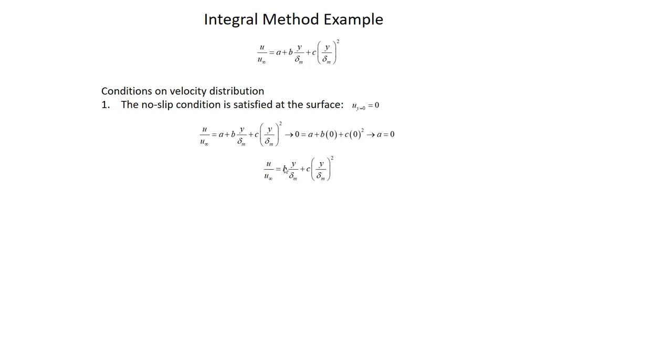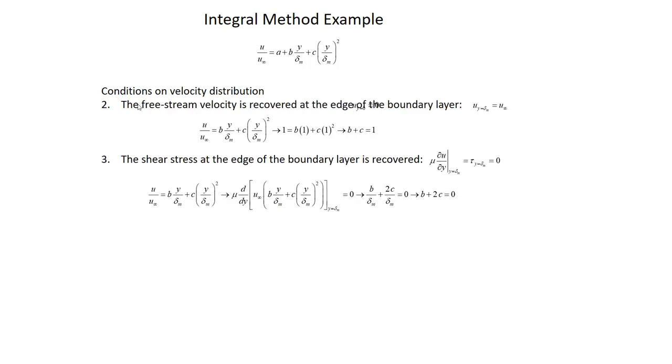So I'll move on then to the next condition, which is that the free stream velocity has to be recovered at the edge of the boundary layer. So at y = delta sub m, I better get u infinity. So if I plug this condition into here, here I'm going to get u infinity, and here I'll put in delta sub m.